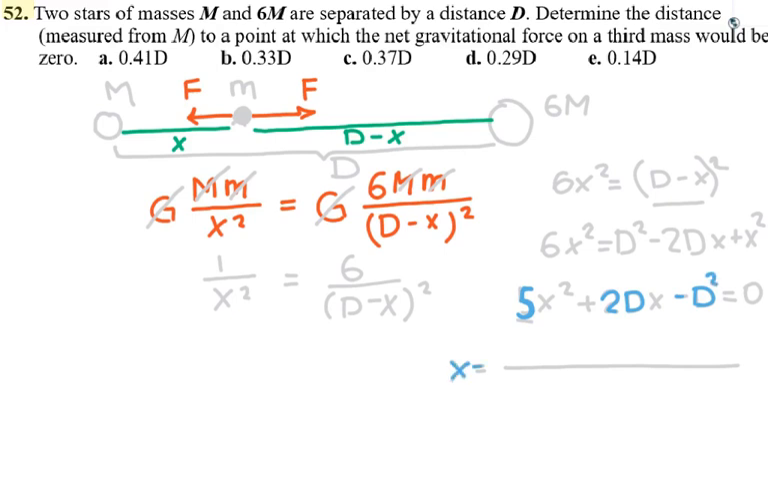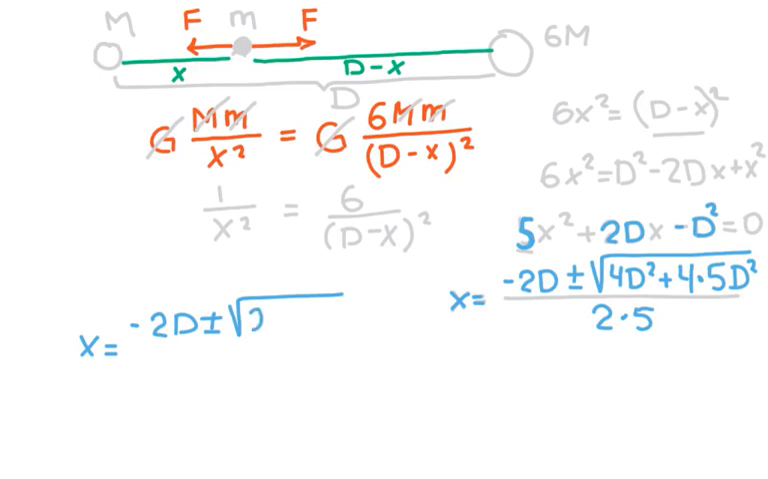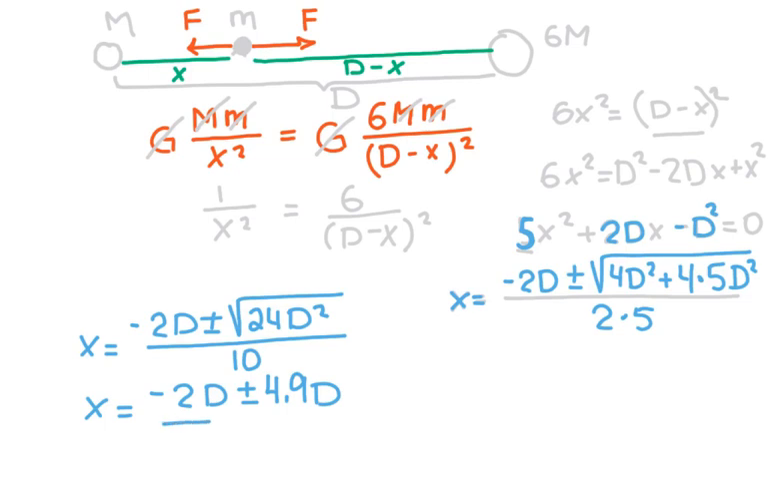So x is the opposite of b, plus or minus the square root of b squared minus 4ac, which is negative d squared, so it gives me positive d squared, over 2 times a. So x is equal to negative 2d plus or minus the square root of 24d squared, divided by 10. So x is equal to negative 2d plus or minus the square root of d squared, which is d, and the square root of 24 is 4.9, divided by 10.